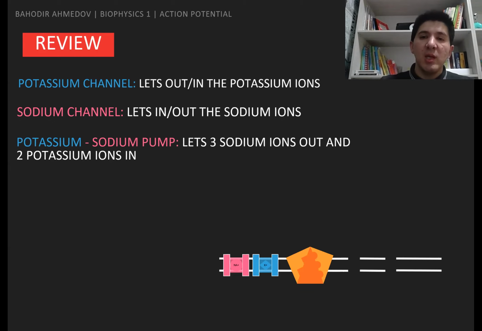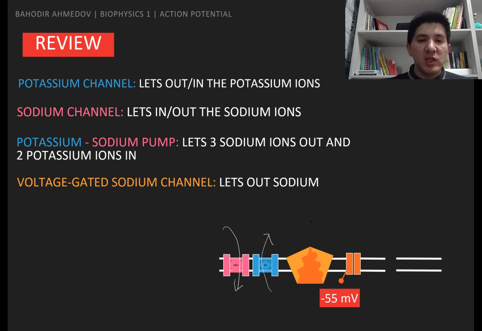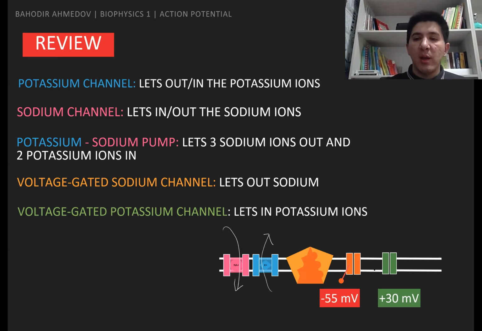The potassium-sodium pump lets 3 sodium ions out and 2 potassium ions in always, right? Since potassium ions are going out through the potassium channel, and sodium ions are going in through the sodium channel, this pump helps us keep the balance of charged ions inside and outside the cell. The voltage gated sodium channel is the special channel which is going to open when the membrane potential reaches minus 55 and let lots of sodium ions go inside the cell. And the voltage gated potassium channel is a special channel which is going to open at the membrane potential value plus 30 millivolts, and let lots of potassium ions go out from the cell.